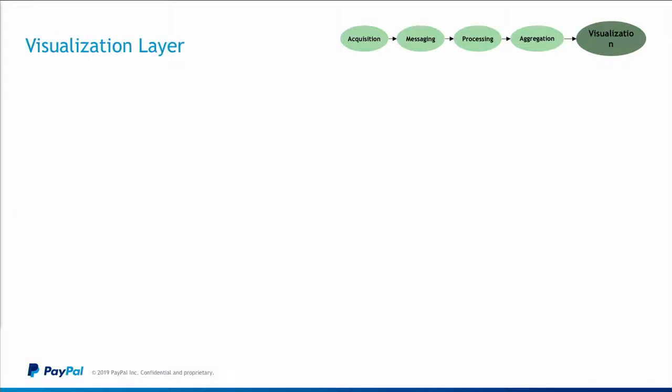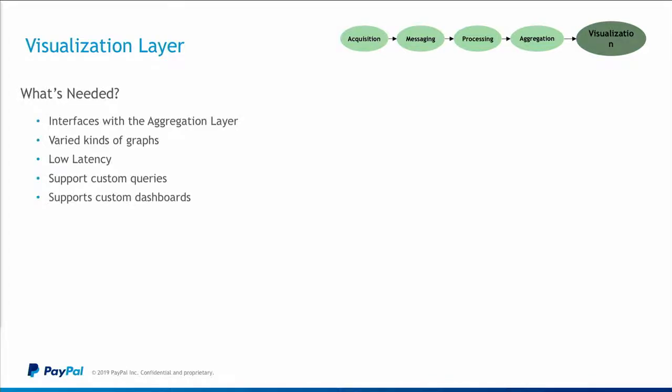Now that the data is all ingested, you can get results sub-second. What next? We've still not got value out of it. We want to make sure that the users are able to create any kind of a dashboard, run any kind of a query, and create visualization. So what was needed from a visualization layer? It has to integrate well with our aggregation layer. It should provide variety of graphs, bar, pie, line, whatever. It should also paint the graph at low latency, support multiple custom queries, and it should also support custom dashboards to be created, shared, and so on.